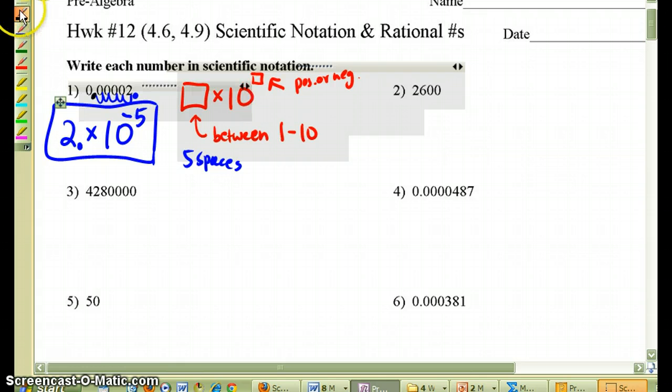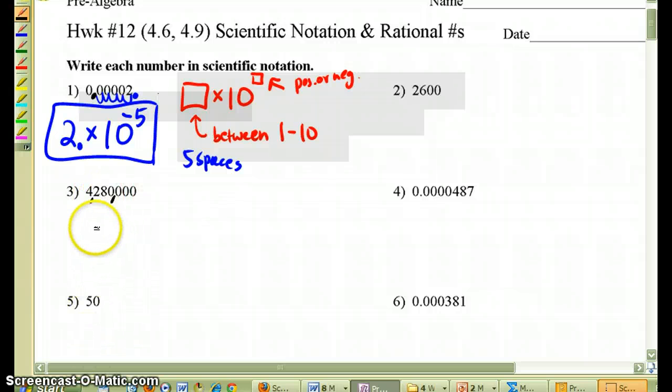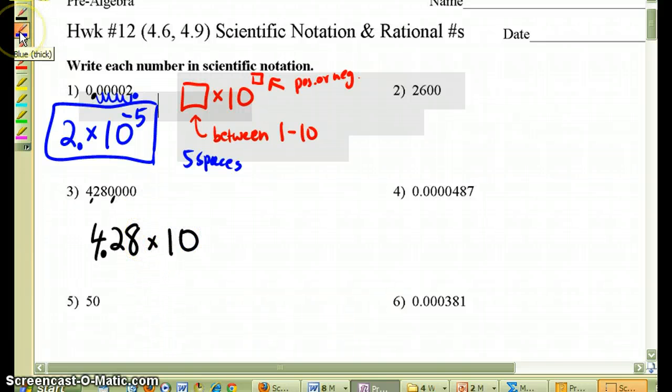So in number 3, I'm going to take 4,280,000, and I'm just going to take the 4 and the 2 and the 8. Now 428 is not a number between 1 and 10, so I need to put a decimal somewhere to make it between 1 and 10. If I put it in front of the 4, 0.428 is not between 1 and 10. If I put it between the 2 and the 8, 42.8 is not between 1 and 10. So actually the decimal needs to be right between the 4 and the 2, because 4.28 is between 1 and 10. So now we can times it by 10.